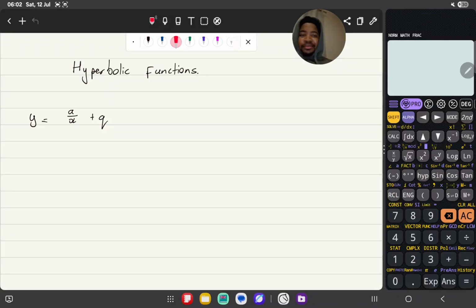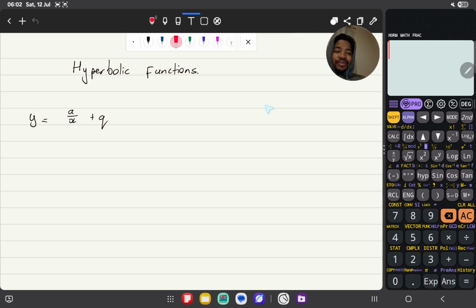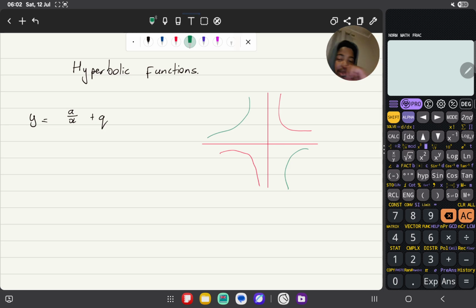Hey guys, so let's continue with functions. We're talking about hyperbolas. Easily, hyperbolas are those kinds of functions that look something like this. You have your Cartesian plane right there, then you would have something on the side. These are typical hyperbolas. You could have this, you could have this.